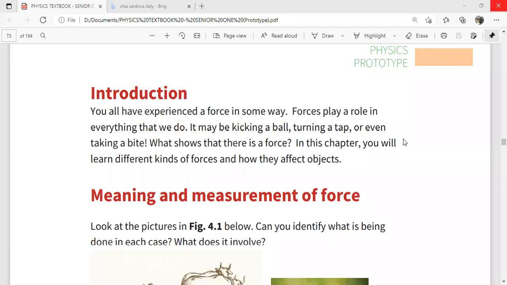You all have experienced a force in some way. Forces play a role in everything.